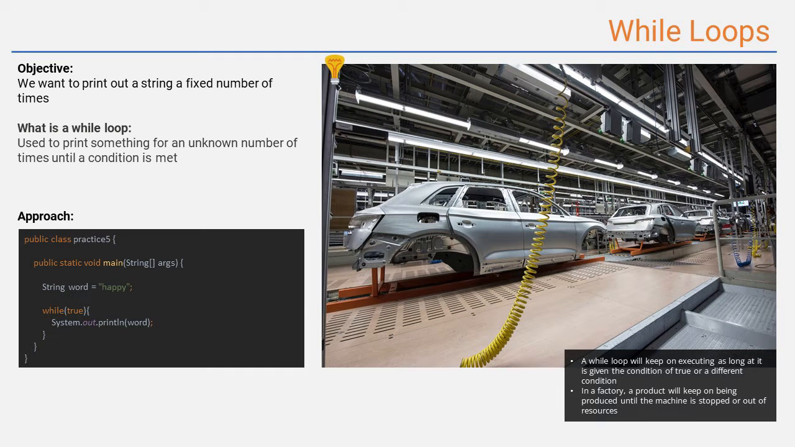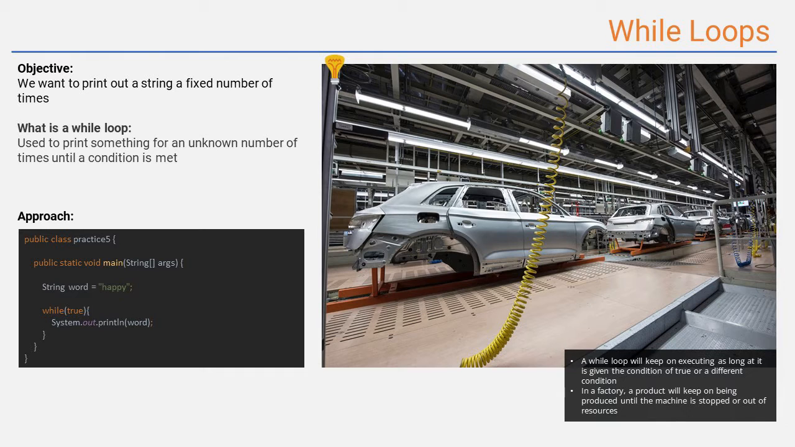Hi everybody, today we're going to be talking about while loops. Our objective is going to be to print out a string a fixed number of times. And a while loop is really just used to print something for an unknown number of times until a condition is met. While loops can be a little tricky. I know it's taken me a while to grasp what a while loop is doing. And really, from a textbook perspective, a while loop will keep on executing as long as it is given a condition of true or a different condition.